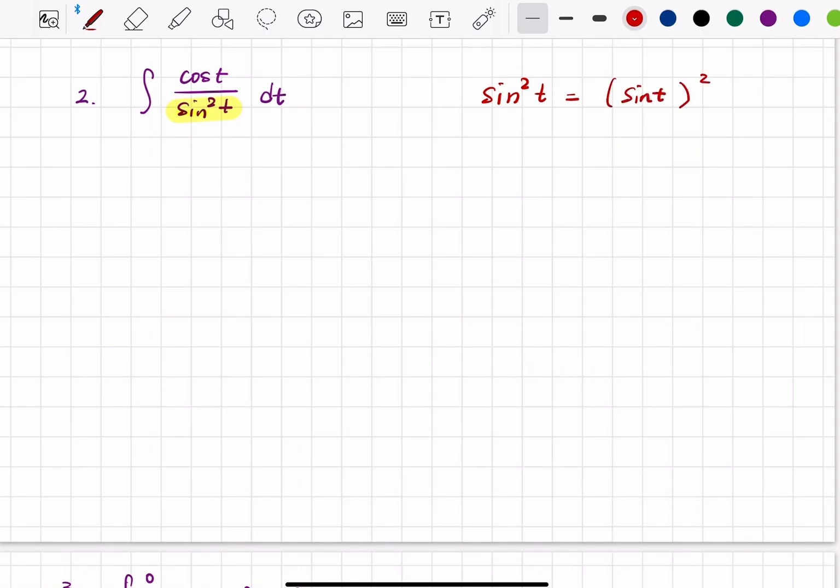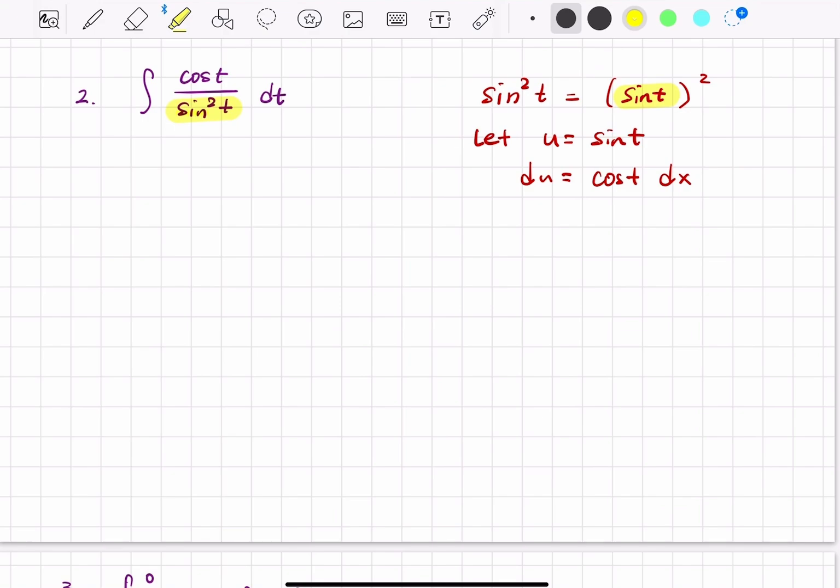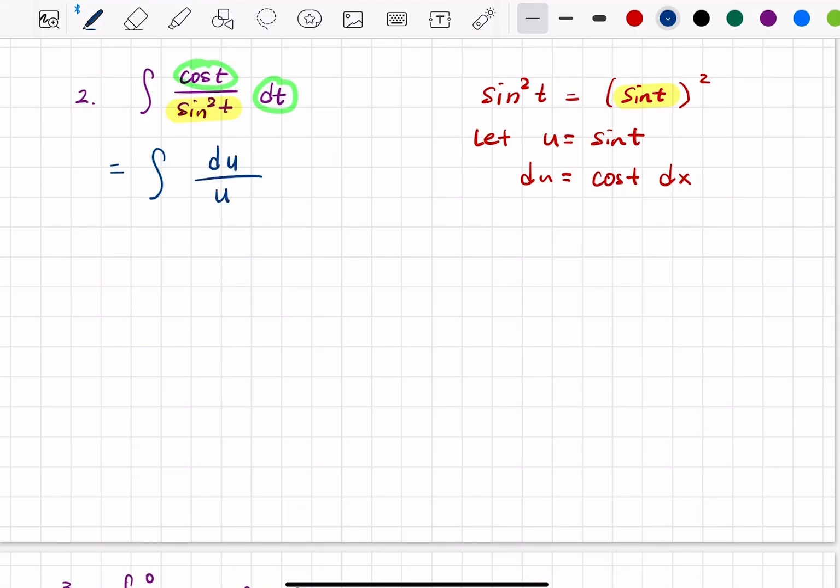So we can see that the inner is going to be the sine of t. So we can let u be sine of t, and du is going to be cosine of t dt, and we have exactly cosine of t dt. So the whole problem can be rewritten as the integral of du over u squared, or 1 over u squared du.